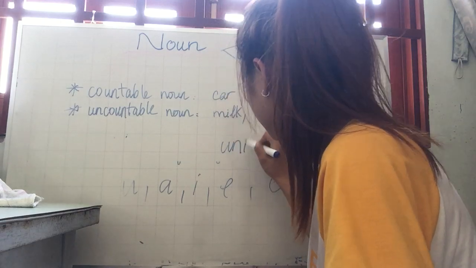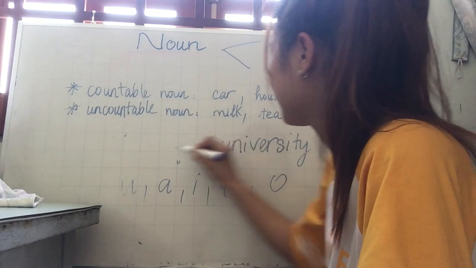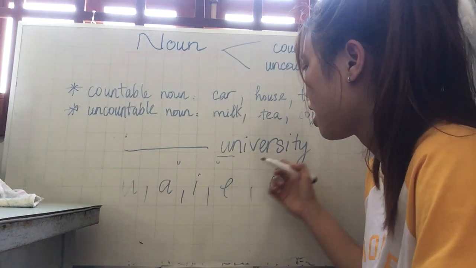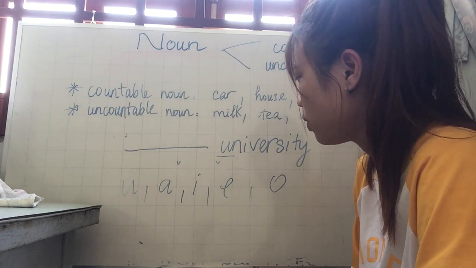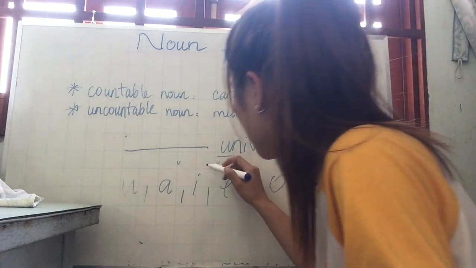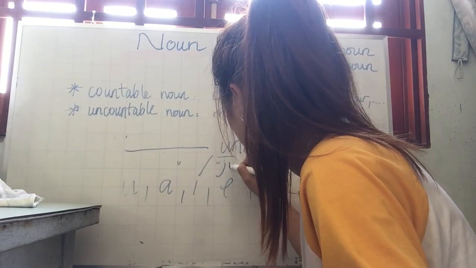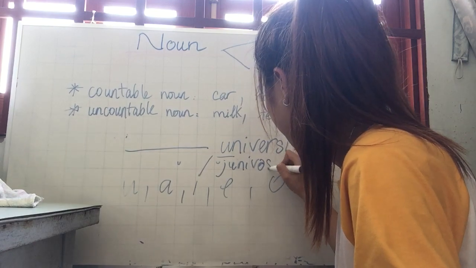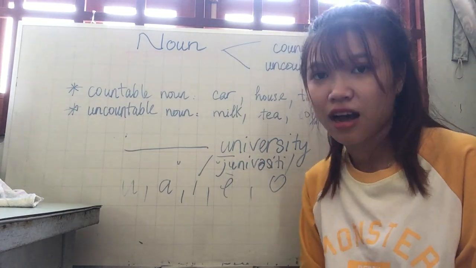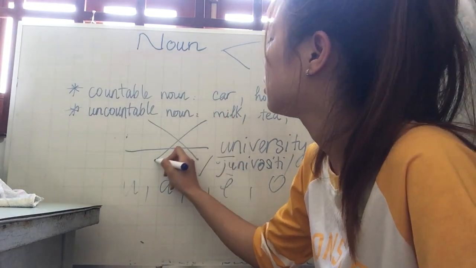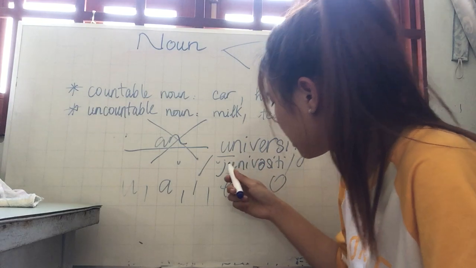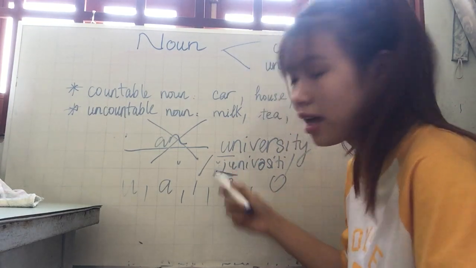How about university? University, we have U as the first letter. But you must remember that the pronunciation of university starts with "yoo", like "you". That sound is a consonant. So we add a before university, because this is a consonant sound. Okay? Are you clear?